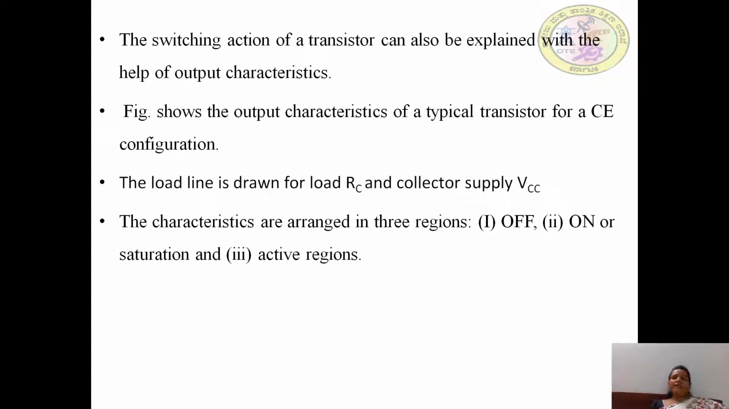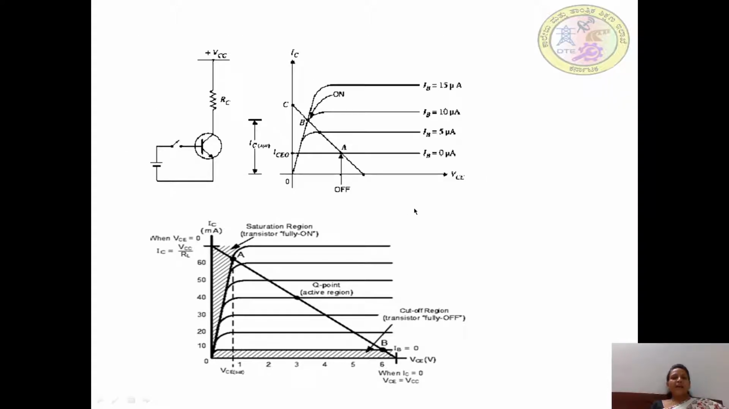The same thing, that is switching action of a transistor, can also be explained with the help of output characteristics. So here is the output characteristics for a common emitter transistor. It is drawn with IC along the y-axis and VCE along the x-axis. And AB is the DC load line. So you already know the concept of DC load line, how a DC load line is drawn.